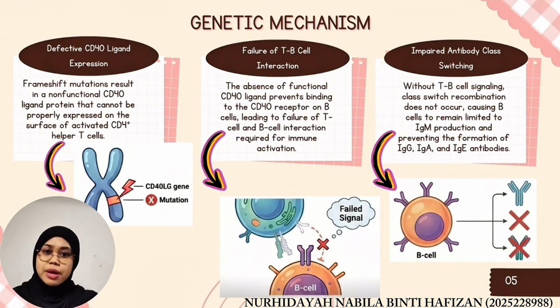The final part of the mimic illustrates the effect of this signaling failure on antibody production. Without CD40-CD40L signaling, B cells cannot undergo class switch recombination. This means they remain in their default state and continue producing only IgM antibodies, while IgG, IgA, and IgE are not produced. This explains why patients may have normal or elevated IgM levels but still suffer from severe immune deficiency. In summary, the flow shows that gene mutations lead to defective CD40L, failed T-B cell interaction, impaired class switching, and restricted antibody production, which fully explains the disease mechanism.